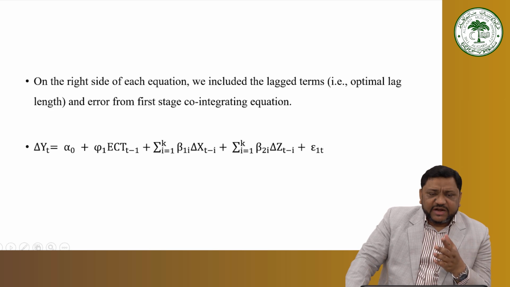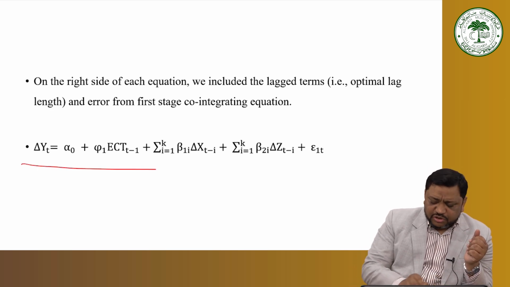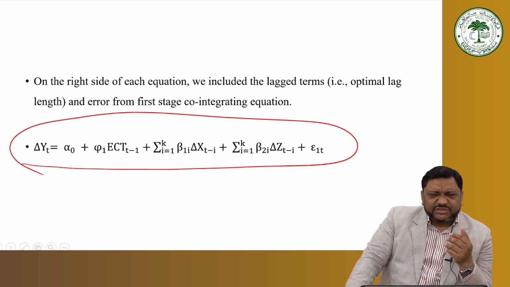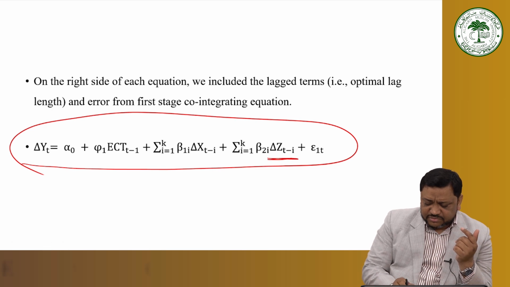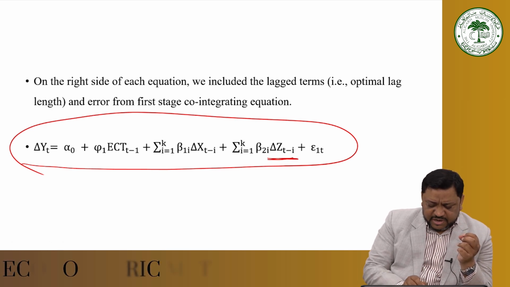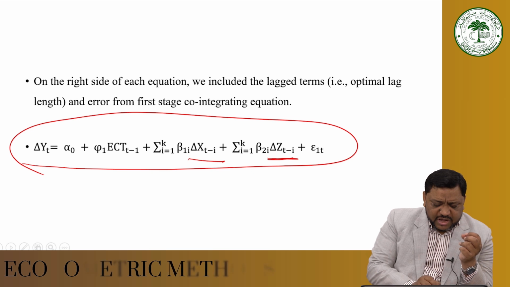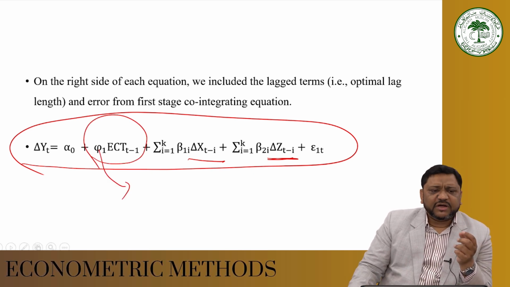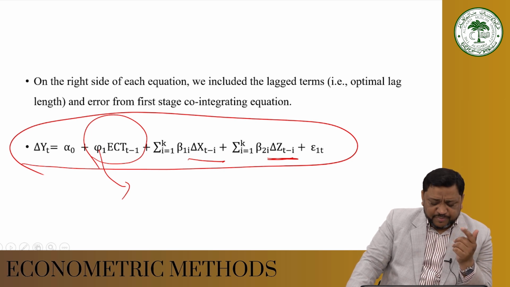So now on the right side of the equation we include the lag terms and the error from the first stage co-integrating regression. So this is what you can say is your vector error correction model, and this is estimated through OLS. So we have the terms for zt minus 1, we have the terms for xt minus 1, and this is our error correction term, and it should satisfy the condition of being negative and significant.